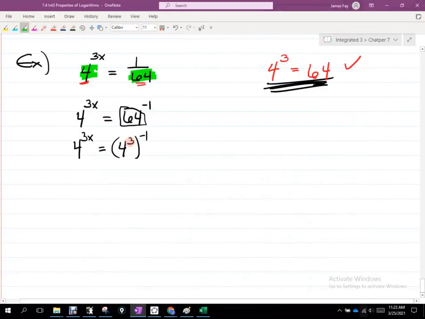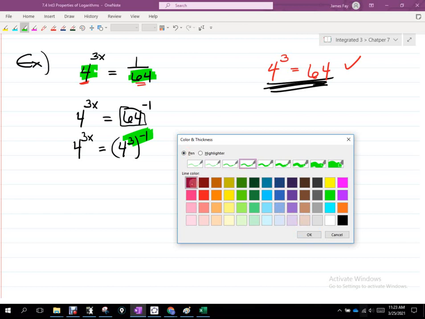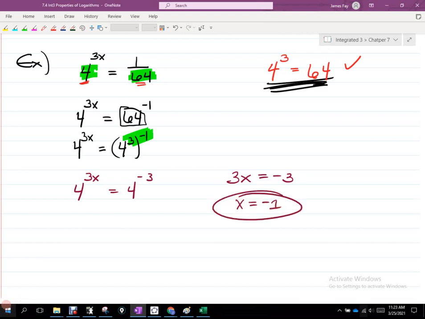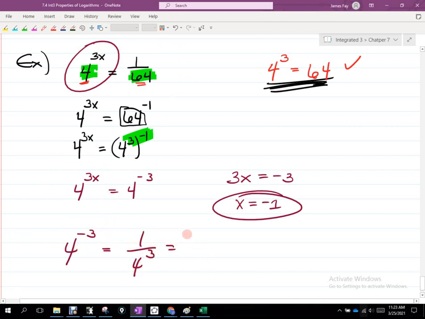Now, when we've seen this previously, you've got a power to a power, right? What can you do with those two things? Multiply them. So then I'll have 4 to the 3x equals 4 to the negative 3. So now that the bases are the same, I have 3x equals negative 3, right? So what's x going to be? Negative 1. Is that okay? If I put negative 1 in here, think about this. 4 to the 3 times negative 1 will give me negative 3, right? Do we like negative exponents? Nope. So I'd rewrite that as 1 over 4 to the third. So what's 4 to the third? 64, which is exactly what we had there.